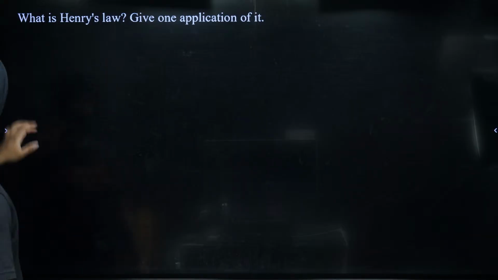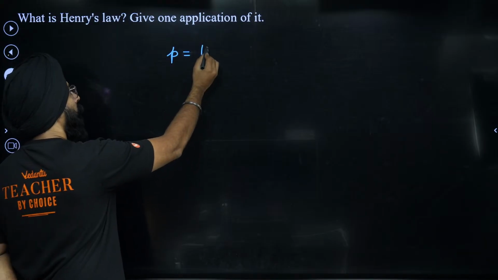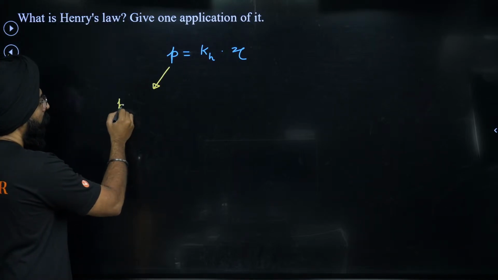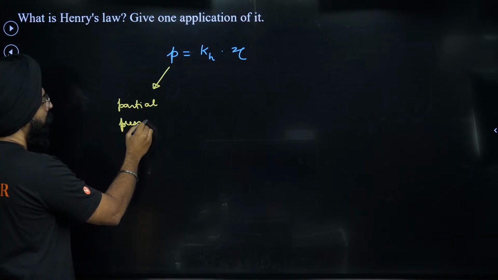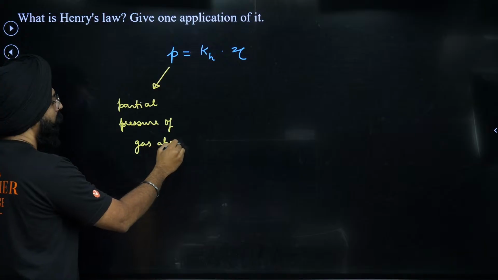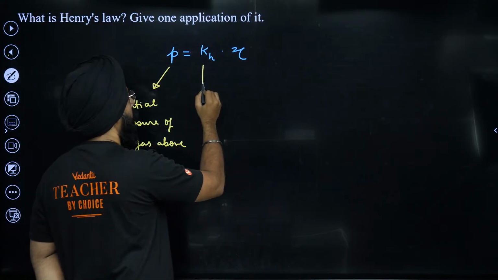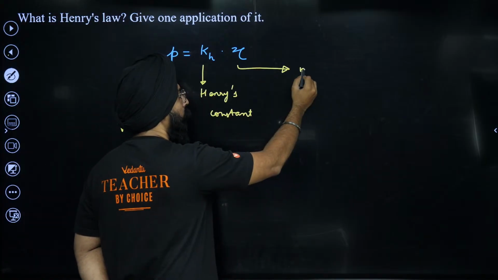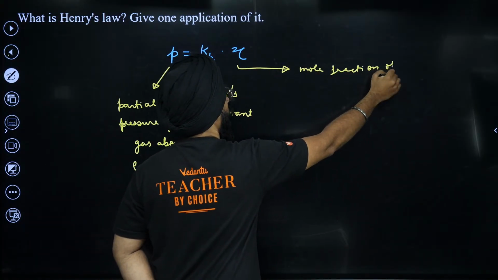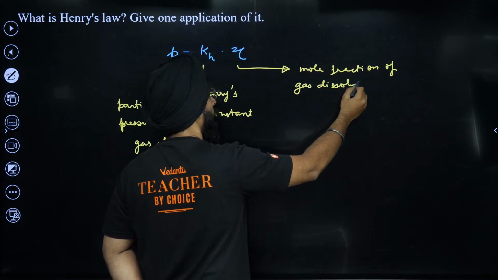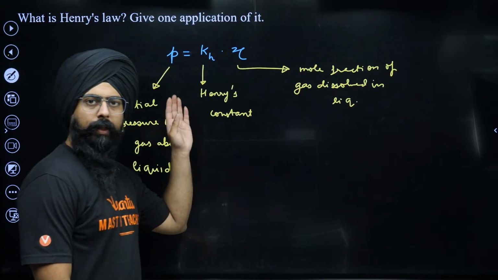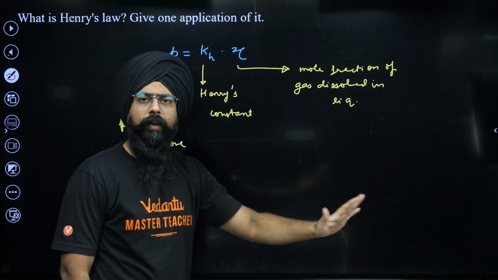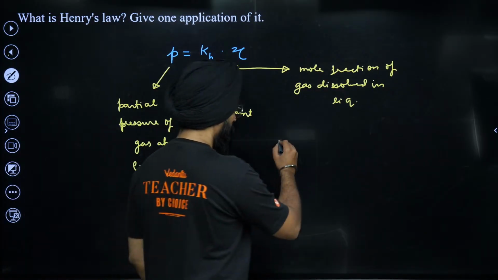What is Henry's law? What is P? Partial pressure of gas above liquid. What is KH? This is Henry's constant. And what is chi? This is the mole fraction of gas dissolved in liquid. Basically, Henry's law says the more the pressure of gas above the liquid, the more will be the amount of gas dissolved inside the liquid. It can be explained by a simple diagram like this.